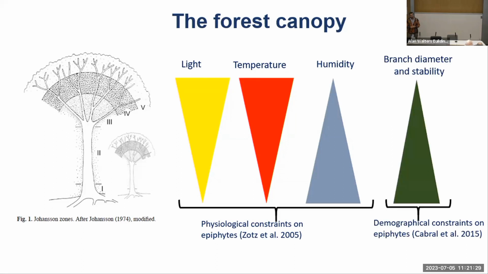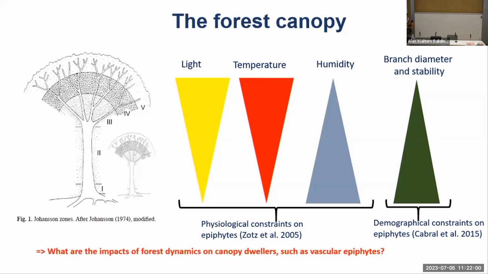Another important thing is that we all know the forest is a very dynamic ecosystem. So if you have gap dynamics and trees constantly growing and losing branches, that also causes a very strong demographic constraint on the epiphytes, because they have to germinate, grow, mature, and reproduce in very different conditions depending on how the substrate varies in space and time. So that raises the question: what is the influence of forest dynamics on canopy dwellers?